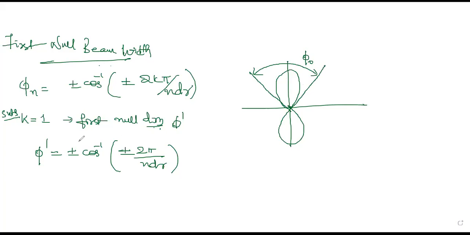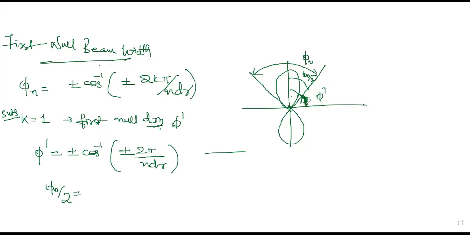To find out the first null direction, from here to here will give you the first null beam width, and half of that is phi dash. Now this from here to here is phi naught by 2. I'm considering from the center, that is your first null direction, which is phi dash. Half of from this line to this line is phi naught by 2, because from here to here it is phi naught. Now seeing this figure, tell me what is phi naught by 2?